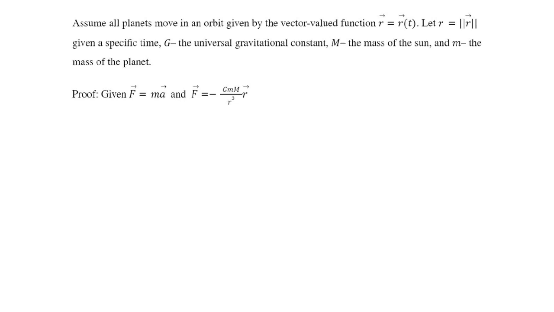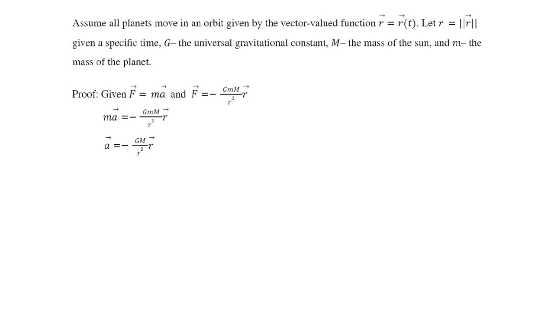Here, we bring in Newton's laws. Newton's second law of motion, force equals mass times acceleration, and Newton's universal law of gravitation, force equals negative GMm over r cubed times r vector. Since they are both equal to force, we can set them equal to each other. Since little m is on both sides of the equation, they cancel each other, and we are left with acceleration vector equals negative GM over r cubed times r vector.